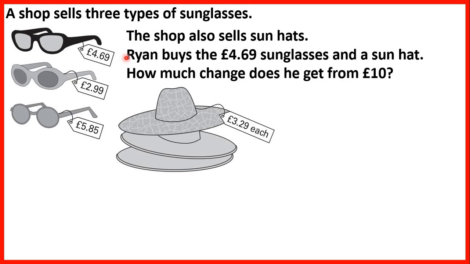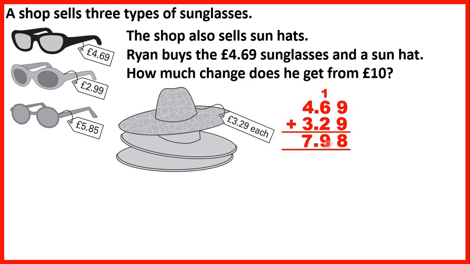Now the shop also sells sun hats. Ryan buys the £4.69 sunglasses and a sun hat. How much change does he get from £10? So he spends £4.69 on sunglasses and also buys a sun hat for £3.29. If we add those together, we can see that he needs to spend £7.98.